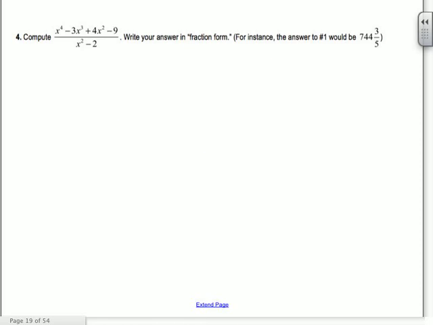Okay, so you guys try this one. So notice you are missing some terms. You're missing an x, and you're missing an x on the bottom. So put in 0x for each of those. So you guys go ahead and try this one.